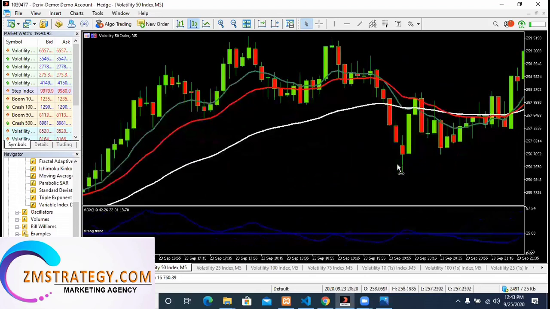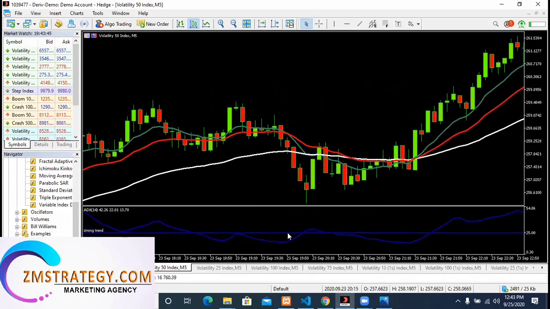Now, let us know when a market is consolidating. You can see when the ADX is coming down and going up, it's below this 25 line, because I am making use of this 25 line. When the ADX is below this 25 line, the market is consolidating at this particular time.